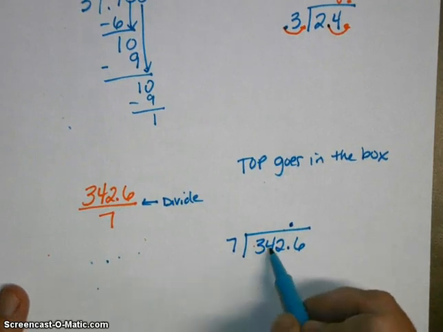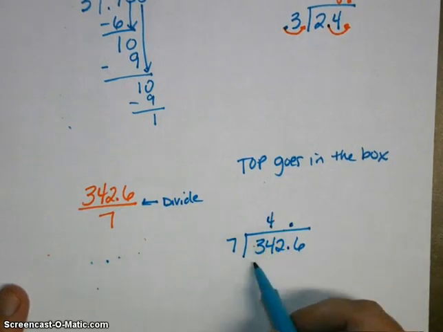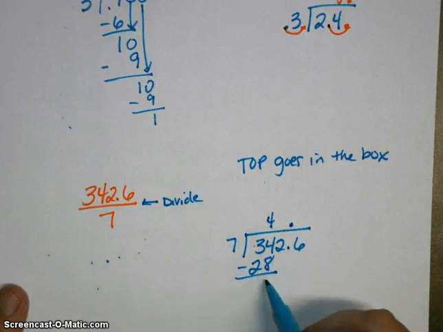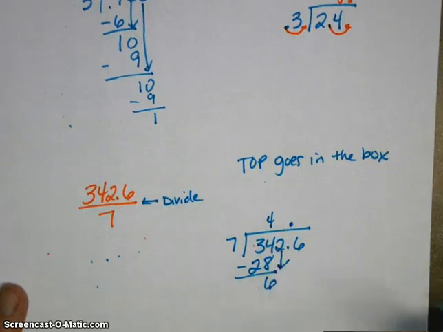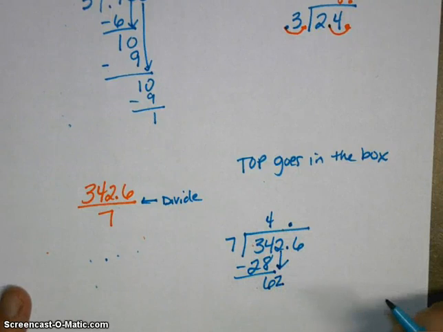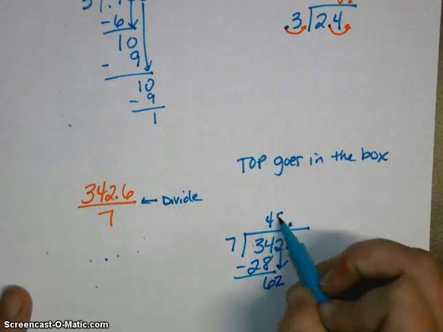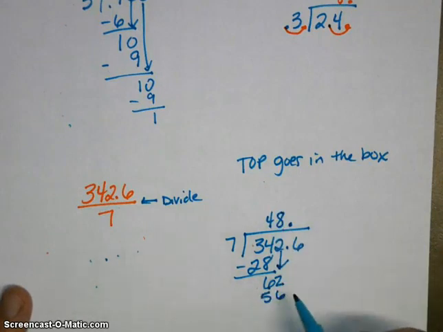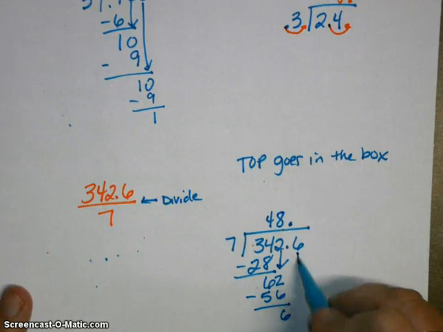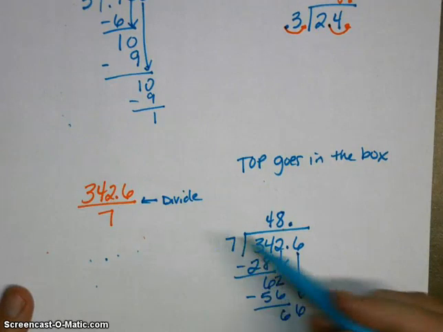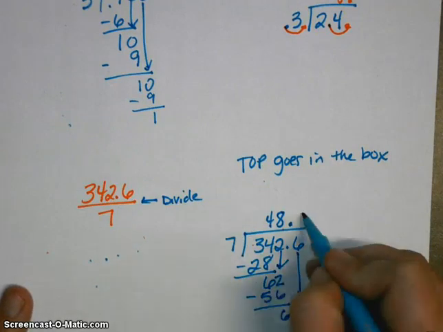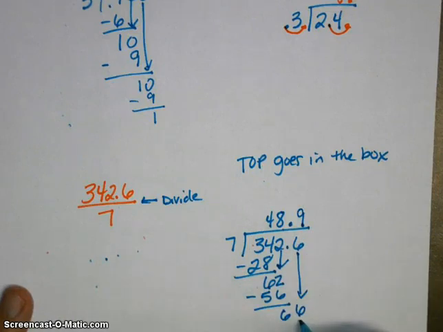7 into 34 goes 4 times, and that's 28. 6 remaining. 7 goes into 62 8 times, and that's 56. With 6 remaining. Bring down the 6 like normal. 7 goes into 66 9 times. With 3, that's 63, so I have 3 left over.